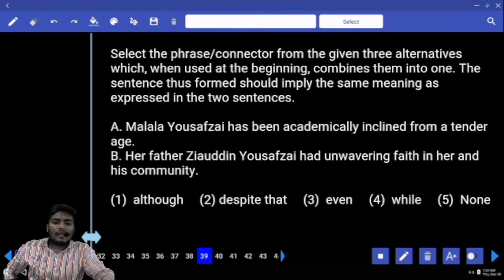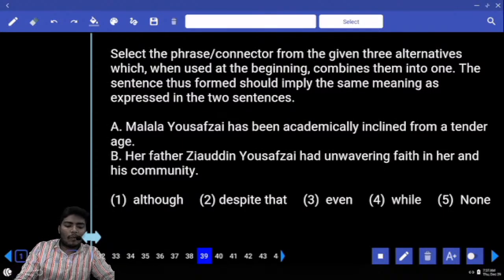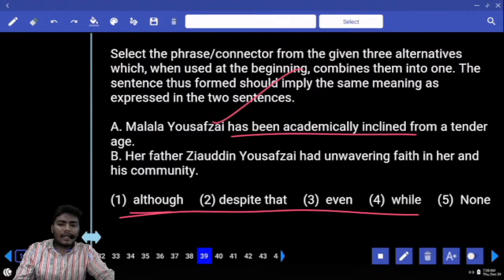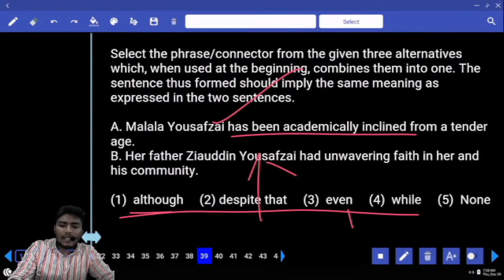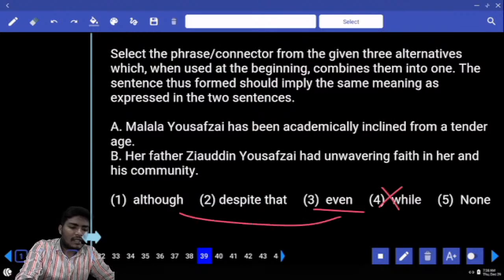Next, move to 39. Malala Yousafzai has been academically inclined from a tender age. Her father, Ziauddin Yousafzai, had unwavering faith in her and in his community. Now we are looking at two opposite cases. Look at this. All of them can be used for opposite cases. Okay, now what can you use here? Although Malala Yousafzai has been academically inclined, despite that, even or while cannot be used, as these are not separate incidents here. Even, like the meaning of although, speaks about complete negation of an incident, eliminate that.